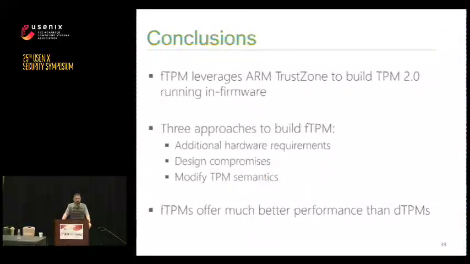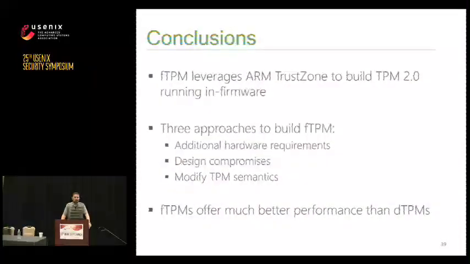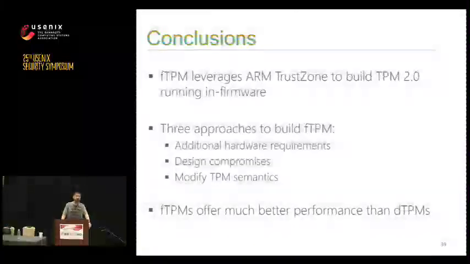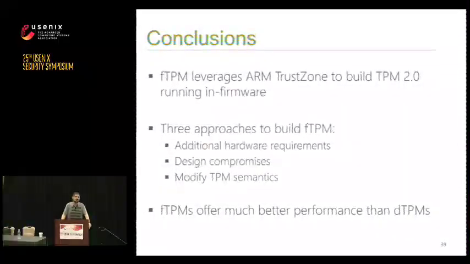Okay, so this is the conclusion slide. fTPM leverages ARM TrustZone to build a TPM 2.0 running in firmware. We took three approaches, and we think these are useful for anyone building trusted systems in practice. We looked for additional trusted hardware. We made some design compromises, and we made some changes to the semantics of the commands. And the last point I want to communicate is that the fTPM is much, much faster than its discrete counterparts, and you can use it for cool things.